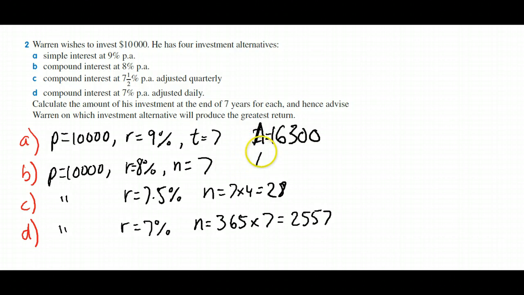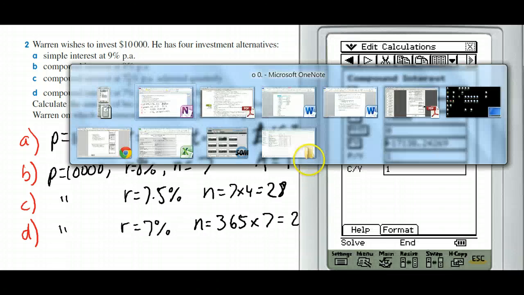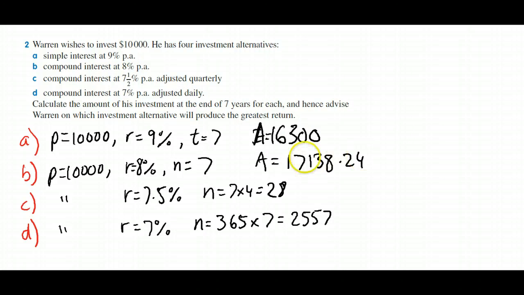Alright, for the second one, let's find out what return we'd get on that. So let's go to compound interest. Now N is 7. The interest rate is now 8%. Principal value is 10,000. Payments are going to be 0, and it's going to be 1 and 1 because we're only doing one compounding amount per year. So when we calculate the future value, we get $17,138.24. We should put dollar signs in front of those. Okay, so that one's a little bit bigger.